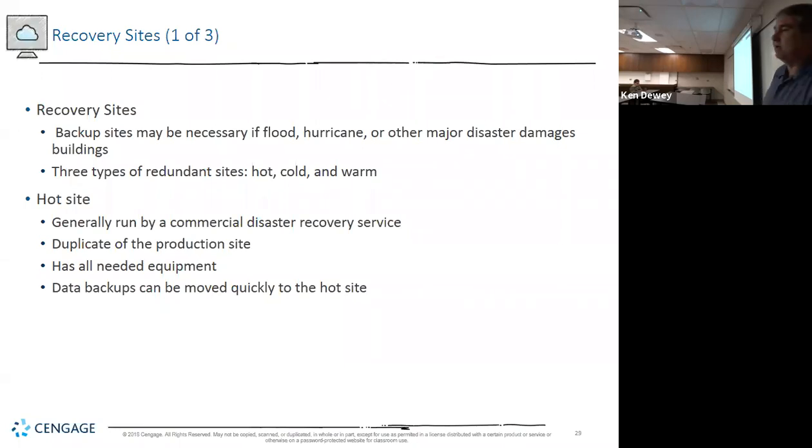All right, let's talk about recovery sites. I've seen this on many certification exams. I've seen it on Security Plus, I've seen it on CISSP, I've seen it on a bunch of them. So it's kind of important you know what these are. Backup sites may be necessary if floods, hurricanes, or whatever reason. It's kind of like a redundant location. The hot, cold, and warm.